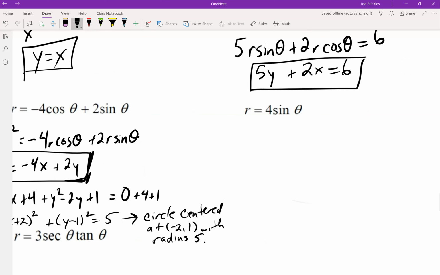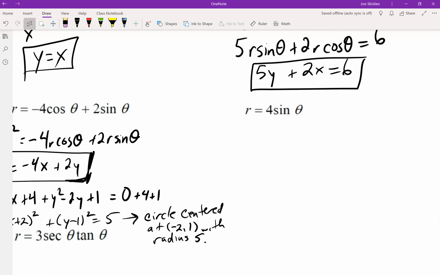All right. This one has the same idea. I love r squared. If I can get me an r squared, I'm going to take me an r squared.